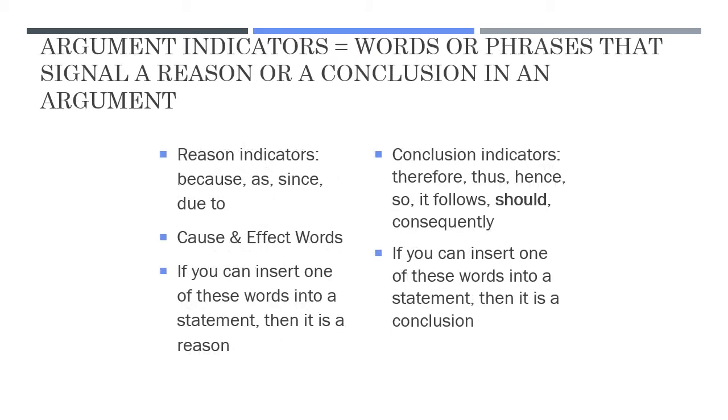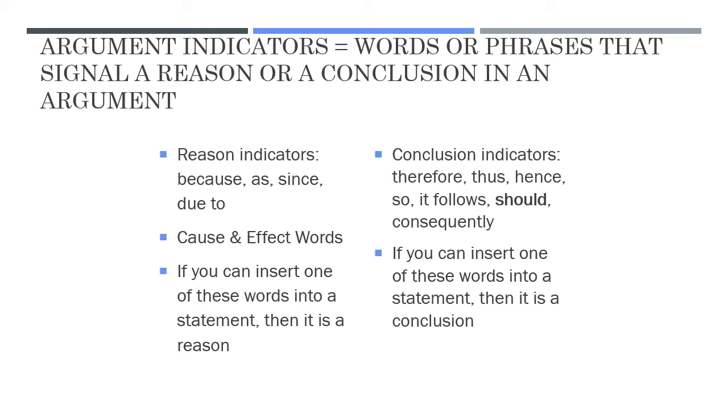Luckily, there are words, argument indicators that can help signal when there's a reason or a conclusion. Reason indicators tend to be because words, because they're trying to prove the conclusion. So words like because, as, since, due to. Conclusion indicators are like the ones you use in a concluding paragraph in an essay. Therefore, thus, hence, so, it follows, should. Consequently, I've put should in bold because it's one of the most common ones, so look out for it.